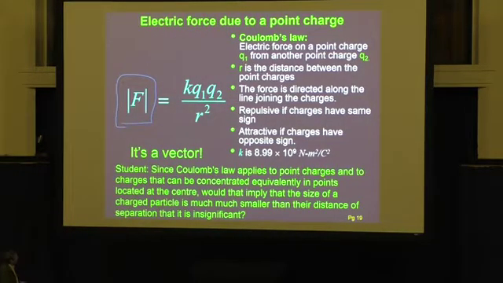Here's a student question from last night. Since Coulomb's law applies to point charges, and to charges that can be concentrated equivalently in points located at the center, would that imply that the size of a charged particle is much, much smaller than their distance of separation? Yeah, basically that would have to be true. In order for Coulomb's law to work, R should be very much bigger than the size of the thing you're talking about. Electrons and protons are super tiny, so it's never going to be a problem for us. But with bigger things, you could have problems with your accuracy, but that's a good thing to be thinking about.